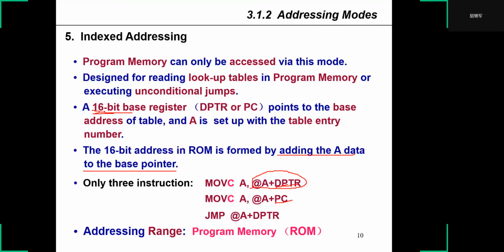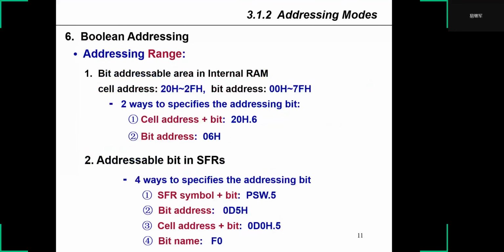Base address add the offset address, so we can get the actual address. It's called indexed addressing. Boolean address is used to access the bit. Just like here, it accesses the bit with the byte address. Byte address points to the bit address.